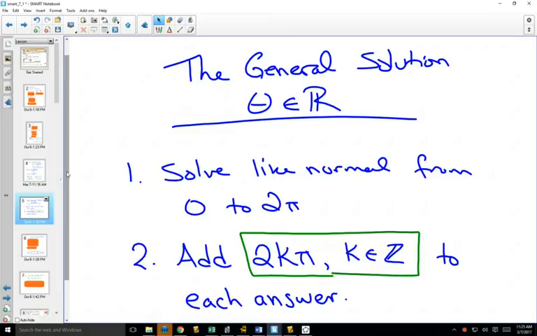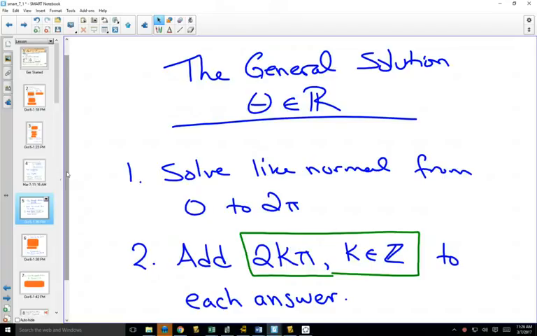What the general solution says is if we're not concerned about the domain, if we want to consider all possibilities that work, every single angle that works, how would we do that? Well, what's going to happen is we're going to solve it like normal from 0 to 2 pi.